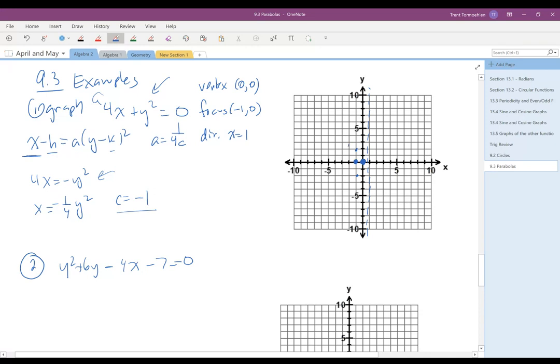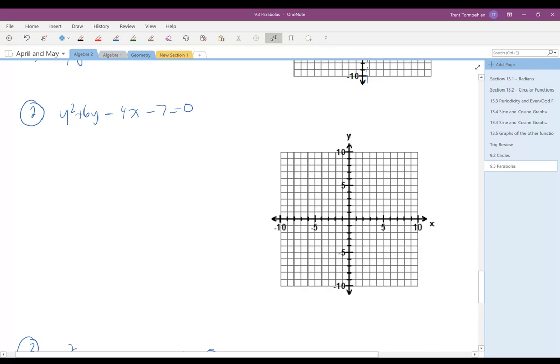And so our parabola looks something like this. Okay, it opens to the left. It has a vertex of 0, 0, which we need to label. It has a focus of negative 1, 0, and a directrix of x equals 1.